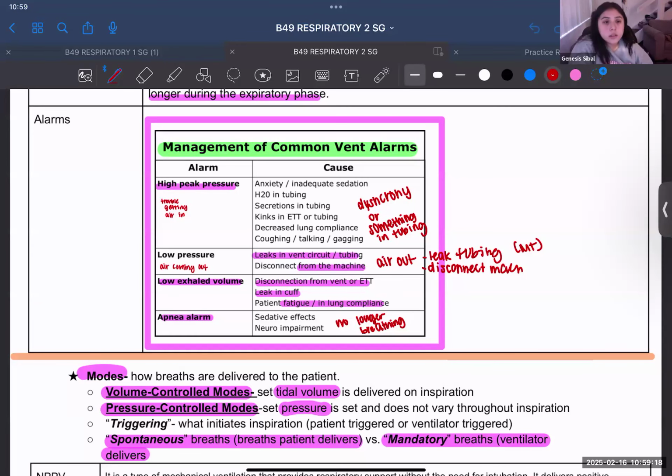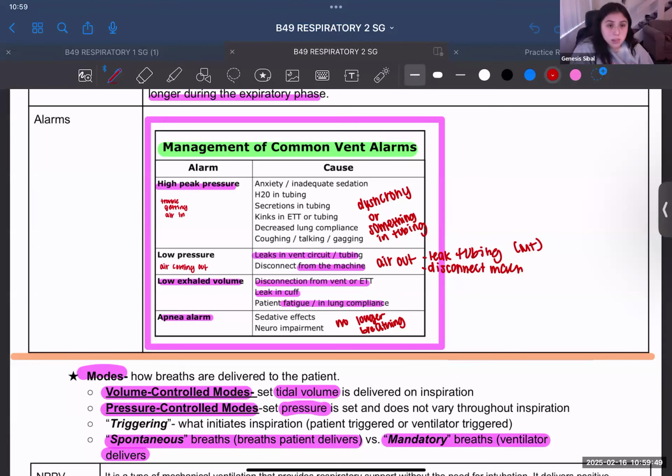Well, secretions in the tubing, you're going to suction. If there's kinks in the tubing, you're going to unkink it, right? So if they're coughing or gagging, you just suction them, right? So it's just very simple. So high pressure, I would just think about obstruction, but I would recommend to at least listen to him for a good second, and he explains it pretty well. But all he does is he just sums it up exactly like what I'm doing. High pressure obstruction, whereas with the low pressure, that's a disconnection, and that's what he says.